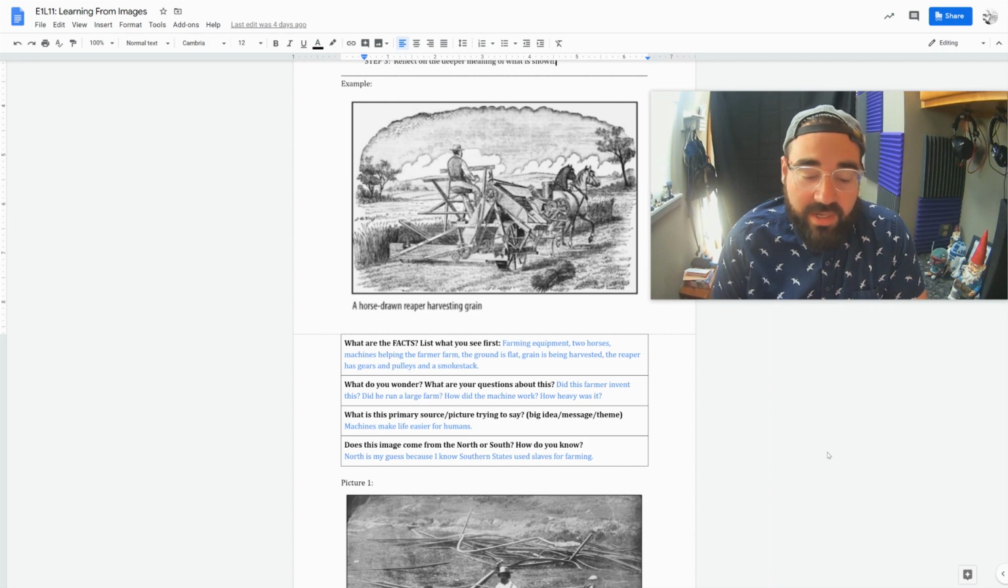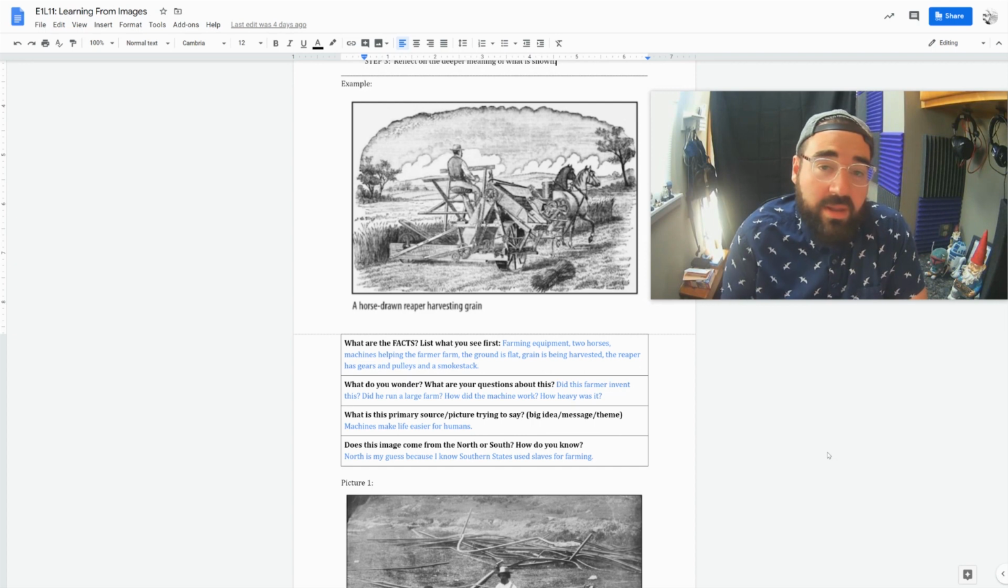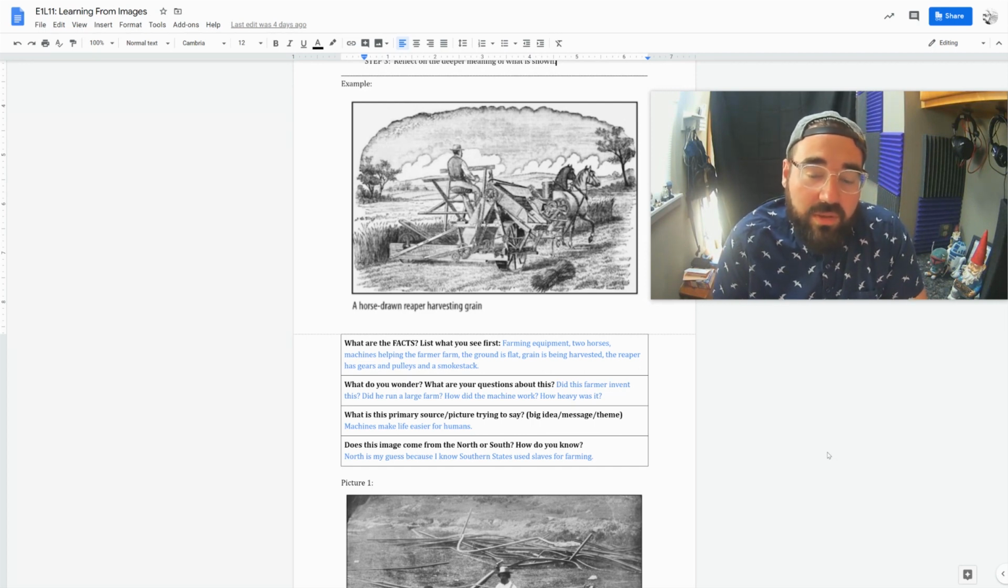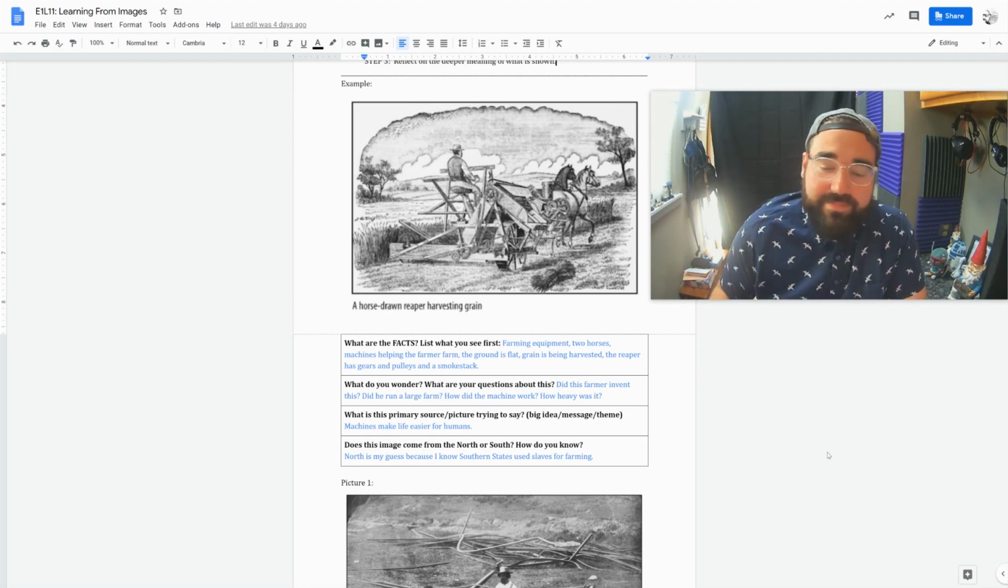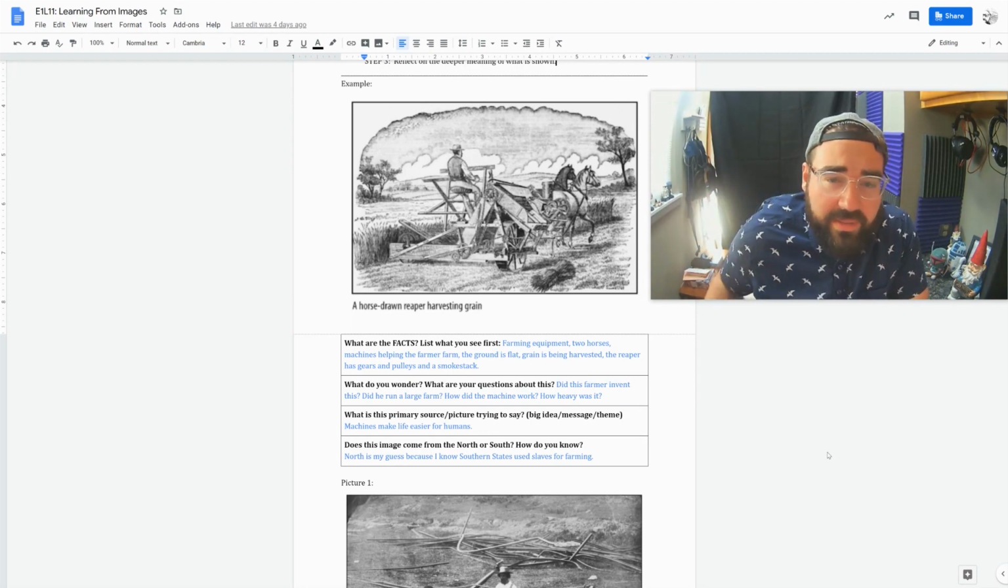Finally, last one. Does this image come from the north or south? How do you know? North is my guess because I know southern states used slaves for farming. Now, while they did, it doesn't mean that there weren't these machines in the South. They were just not as common because, yes, as I said below, slaves were the preferred means of farming. And that would come up to bite them.